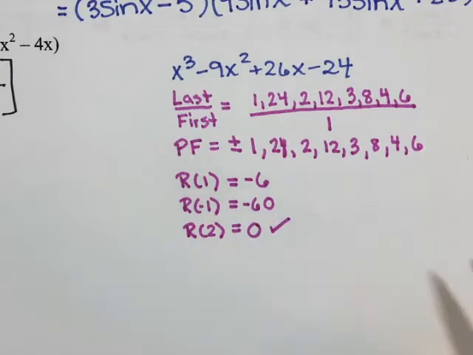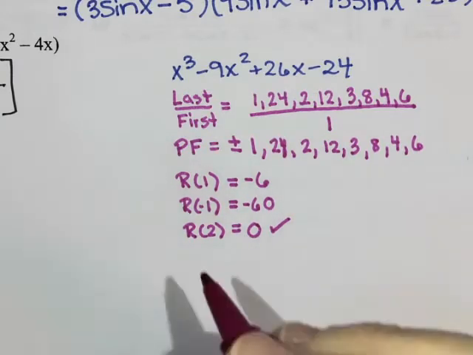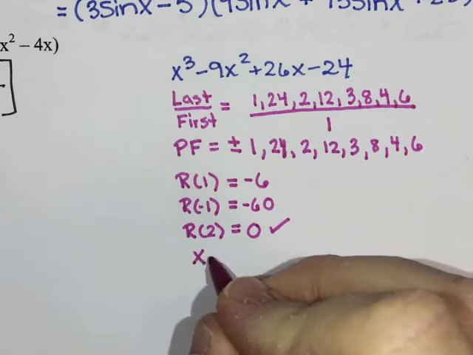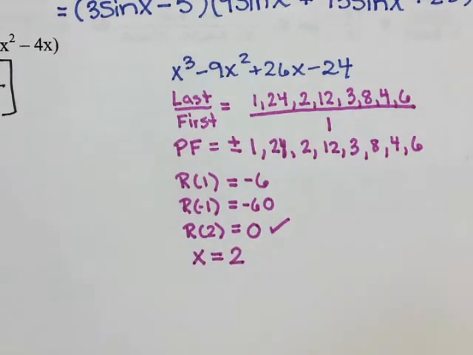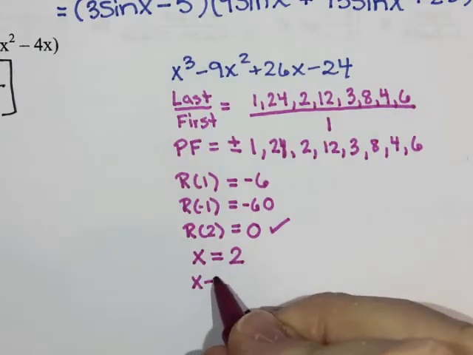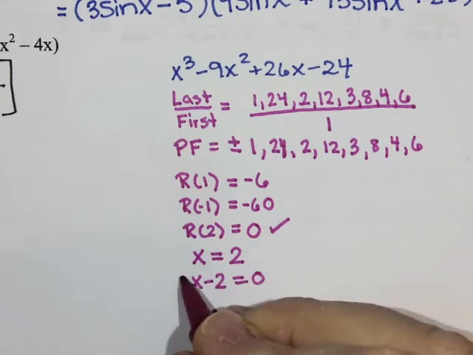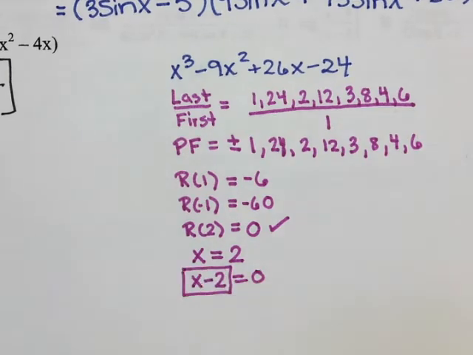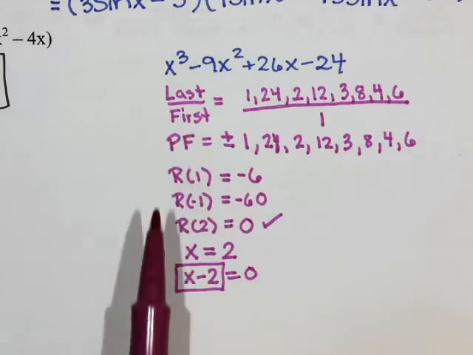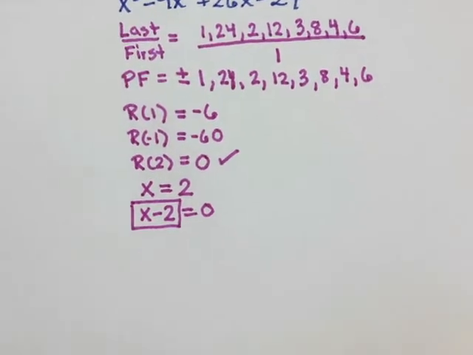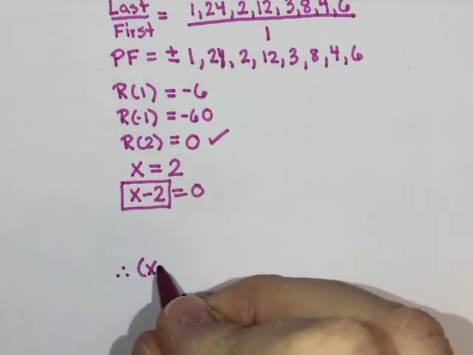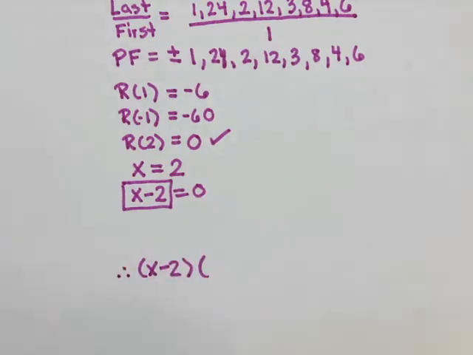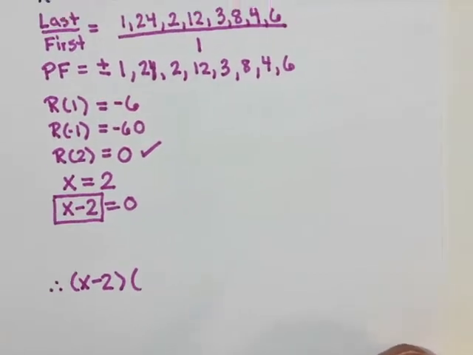When you get a remainder of 0, that means it's a factor. So 2 isn't the factor. It's what I made equal 0 that gave me 2 that would be the factor. So I know x is 2. So x minus 2 is my factor. So that means I know that the first bracket is going to be x minus 2, and then times something. I need to figure out that something.